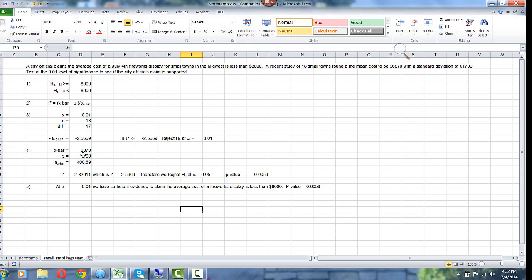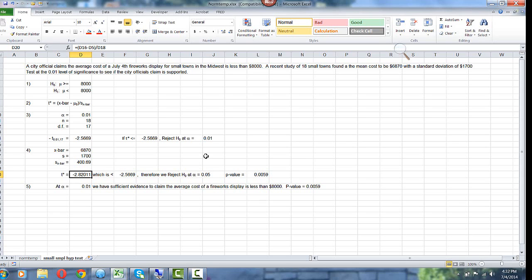So let's see what happens. If you got an X bar of 6870, an S of 1700, and a standard error of 1700 over the square root of 18, and so our 6870 minus 8000 divided by the 400.69 gives us a minus 2.82. So that is less than minus 2.5669, so we reject the null hypothesis at an alpha of 0.01.